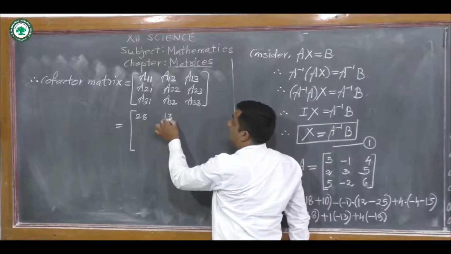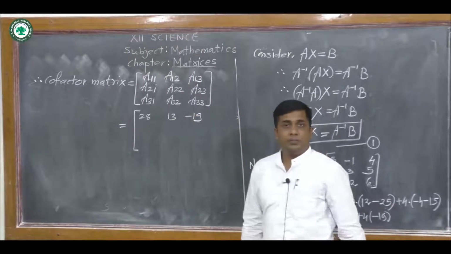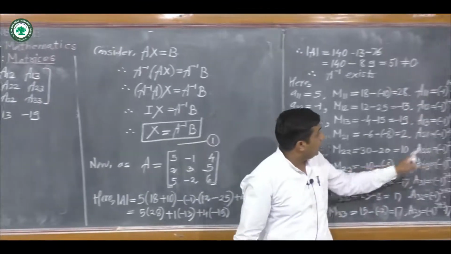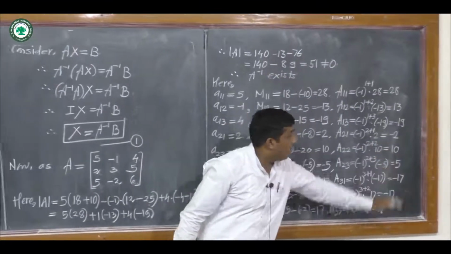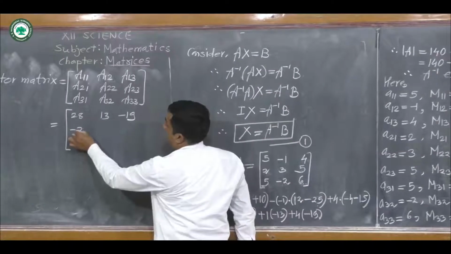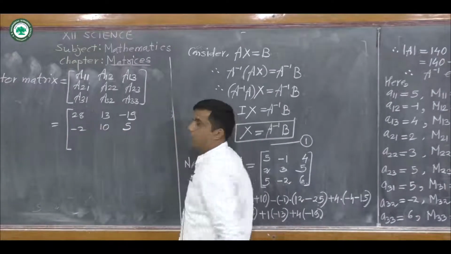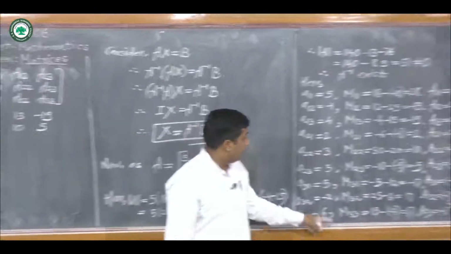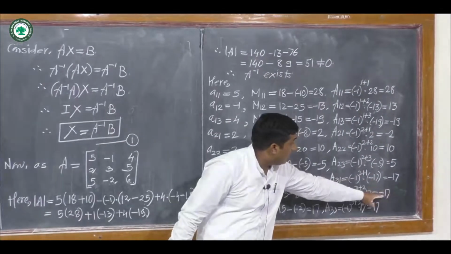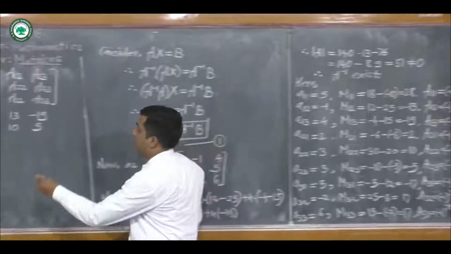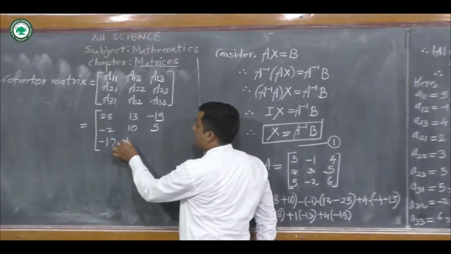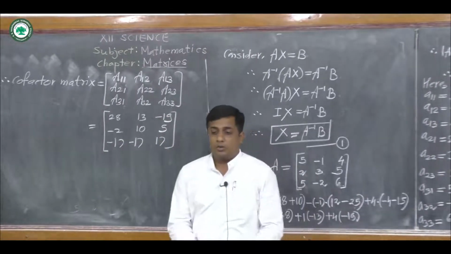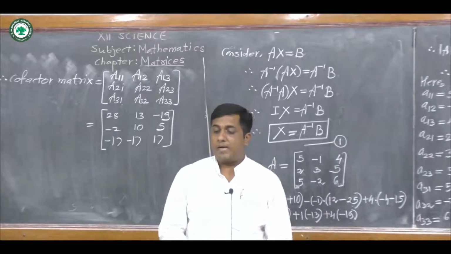Next, for the second row, we consider A21, A22, A23, that is minus 2, 10, 5. And for the third row, we consider A31, A32, A33. Here A31 is minus 17, then minus 17 and 17. So this is our cofactor matrix.